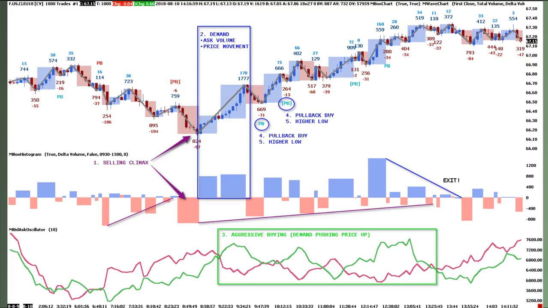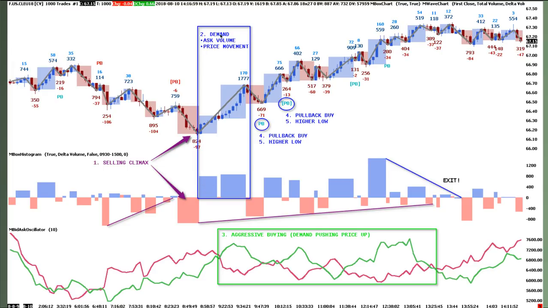I'm using a 3-tick reversal wave setting for the zigzag. The oscillator, MBid ask oscillator, is a period of 10, and the MBox histogram is showing delta volume. I've also got the pullback algorithm enabled on the chart. So I want to point attention in this chart now.